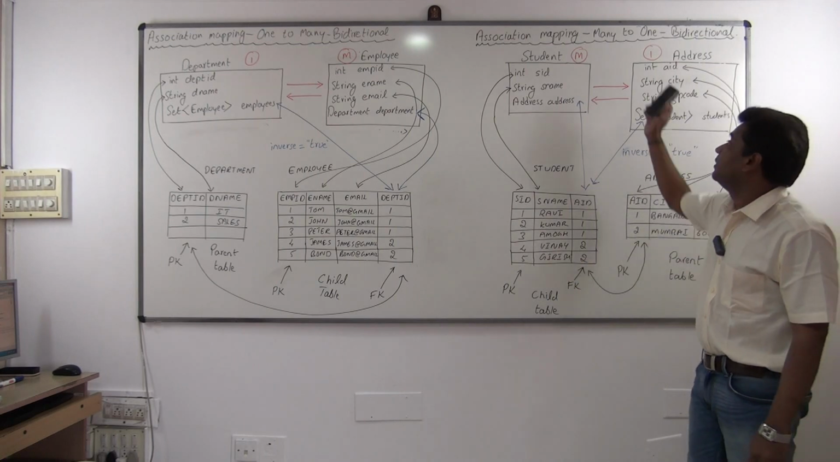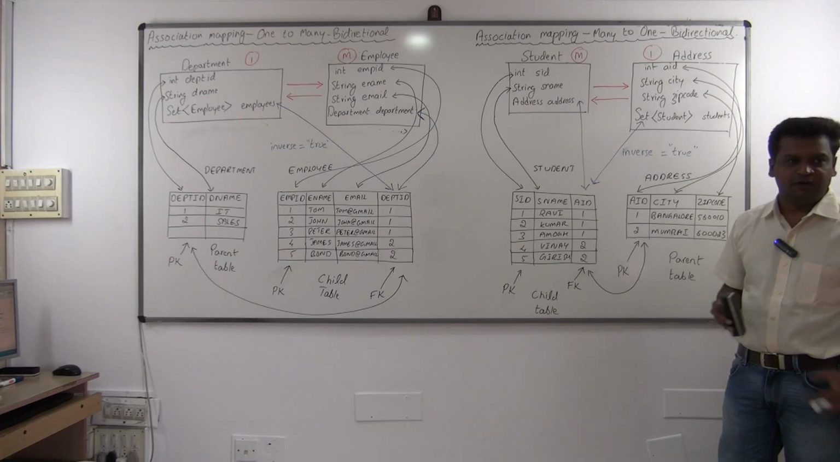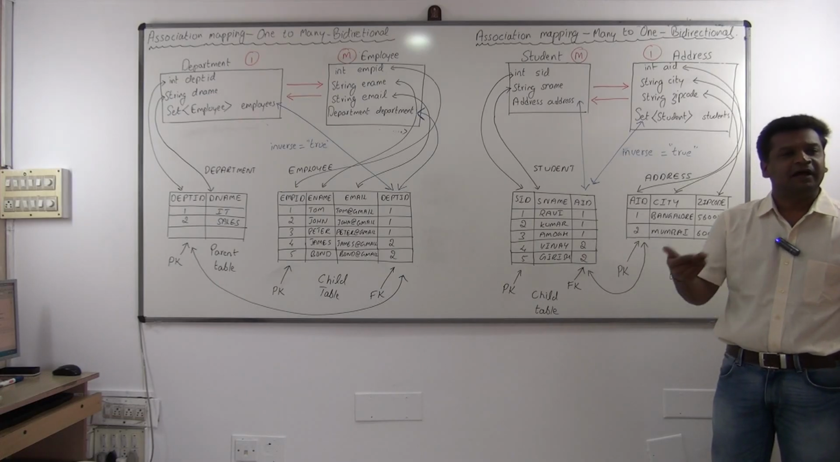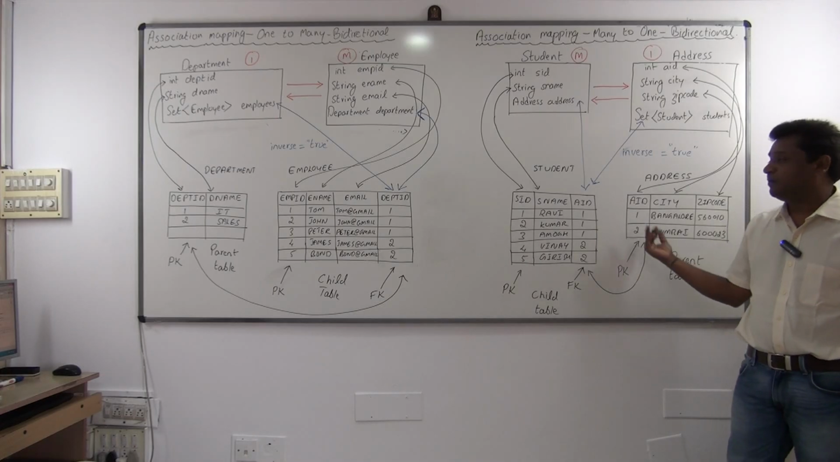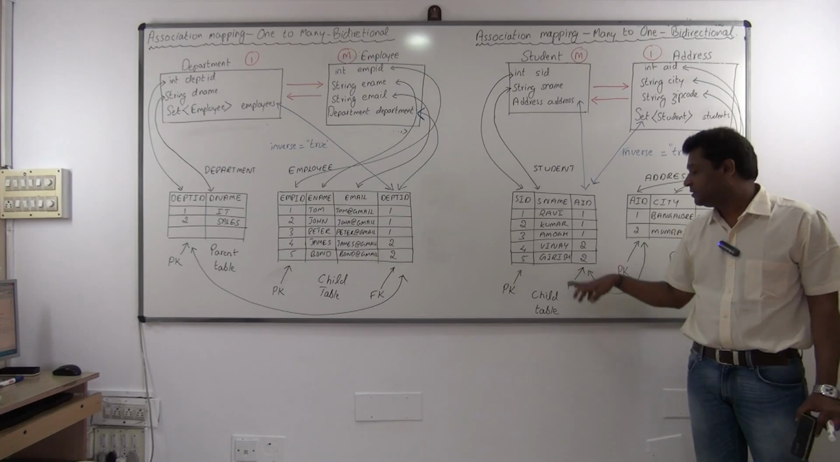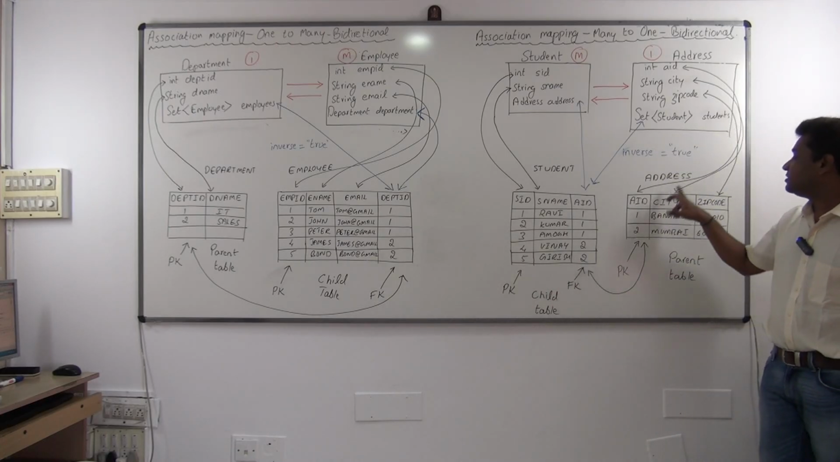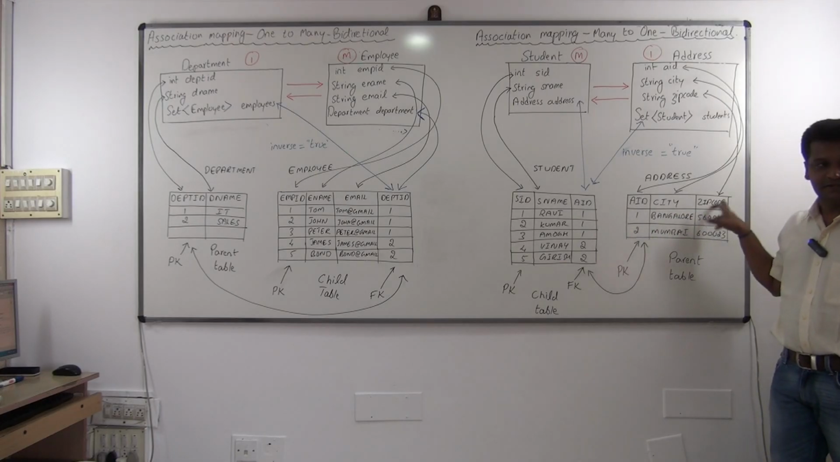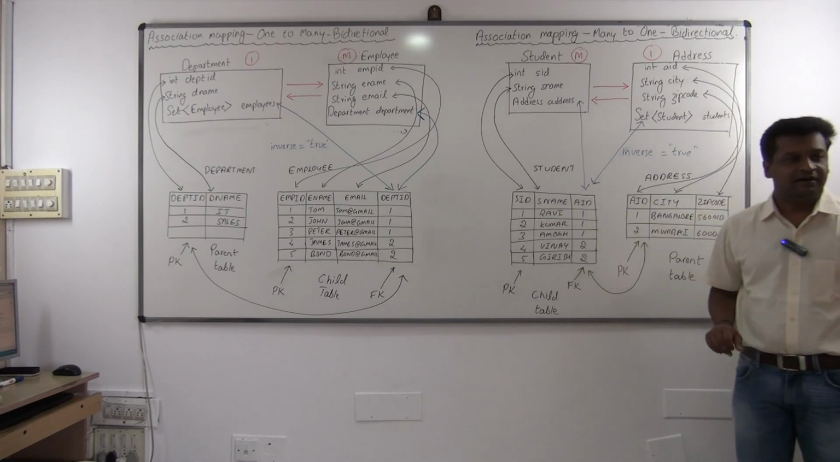Now we'll come to this example, association mapping many to one, bidirectional. We have seen this example also. What was the example? Many students are staying in one particular address. So see the tables now. This is the child table and this is the parent table, correct? In the address table, there are three columns: address ID, city, and zip code. And in the student table, you have three columns: SID, SName, and address ID.